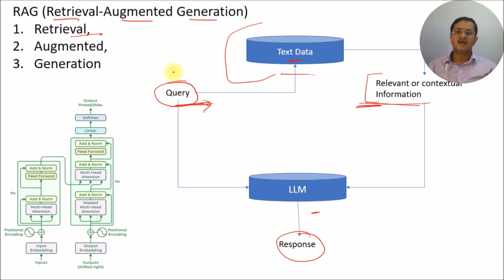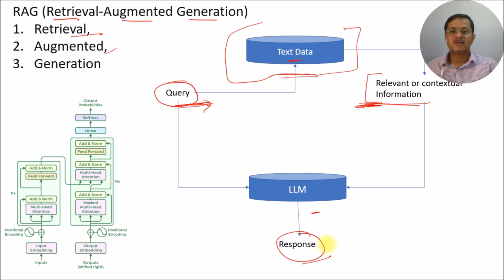Retrieval means you are retrieving the important and useful contextual information from the data resources that you collect, which may be relevant for your query. After that you augment your question with the retrieved information, combine them, and then ask the large language model: please give the answer for this query according to this context, and then you will get the answer. So this is the technique.